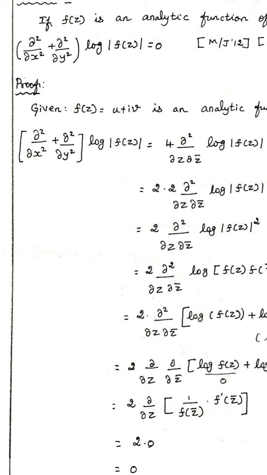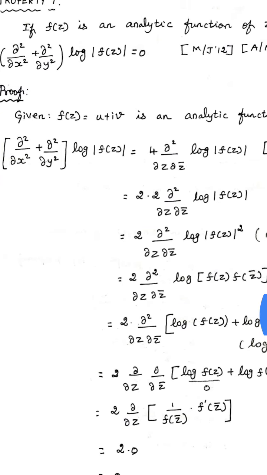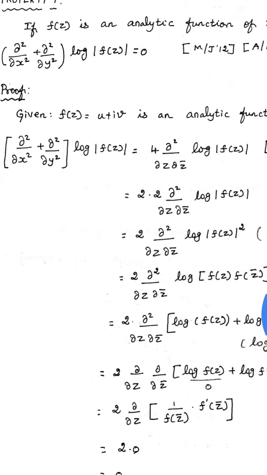Okay, the same procedure we already know from property number 5, that is ∂²/∂x² + ∂²/∂y² is nothing but 4 ∂²/∂z∂z̄. The same thing I am writing here. Then I am splitting that 4 as 2 into 2. Then you know the formula for log of a power b, we can write it as b into log of a.